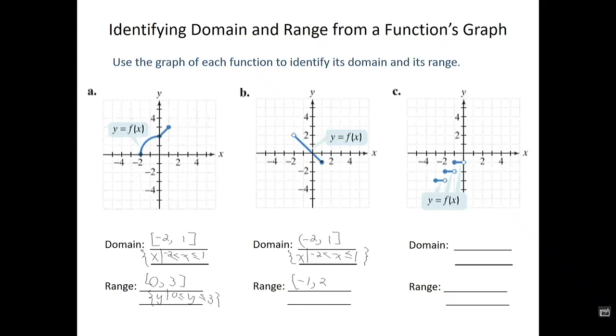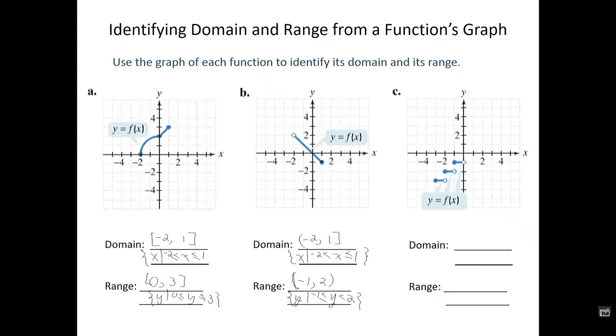And because at 2 the circle is not shaded, the 2 is not included, so we're going to use an open parenthesis. So the range is the set of all values between -1 and 2, -1 included. In set builder notation, the range would be the set of all y such that y is greater than or equal to -1 and less than 2.